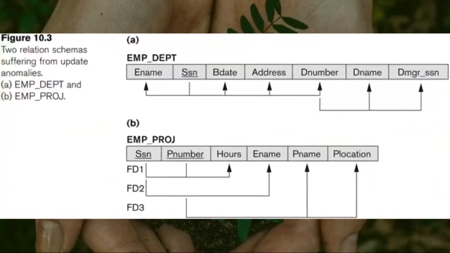If we take these two relations, if we talk about insertion anomalies, we can differentiate it into two types. If we illustrate it with the employee department relation, in order to insert a new employee tuple into employee department, we must either enter all the attribute values for the department that the employee works for, or we can insert null. For example, to insert a new tuple for an employee who works for the department number 5, we must enter all the attribute values for the department number 5 correctly.